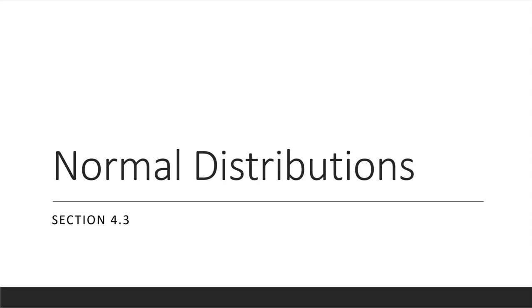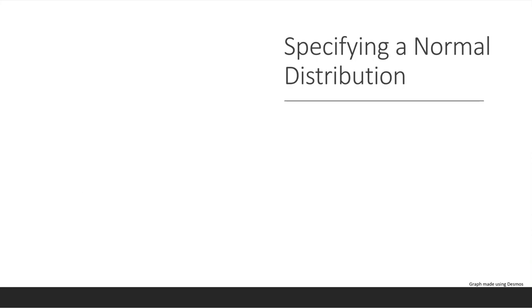Now we're going to start section 4.3 on normal distributions. How do you specify a normal distribution? Well, to specify a normal distribution, that means to give its mean and its standard deviation. Then the probability density function is given by this formula here.